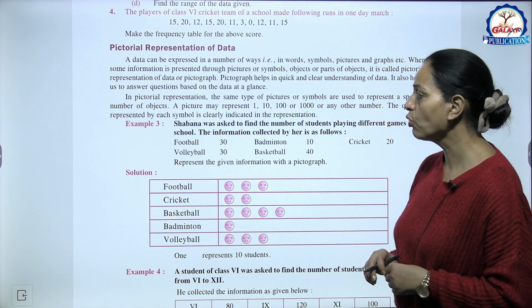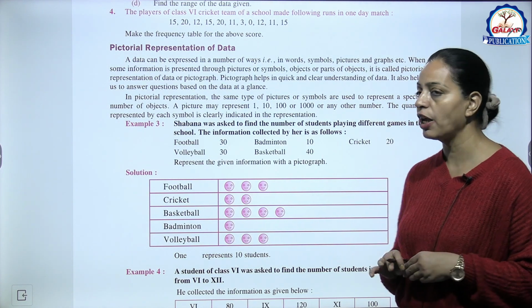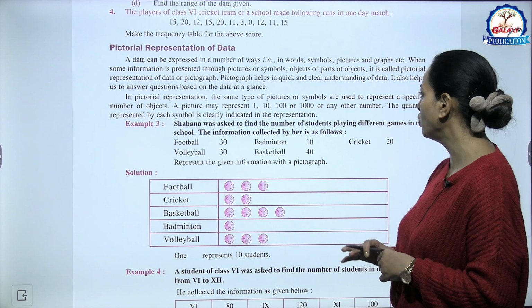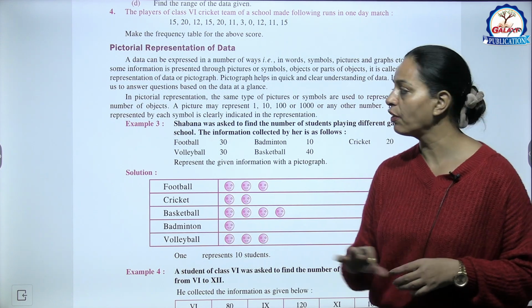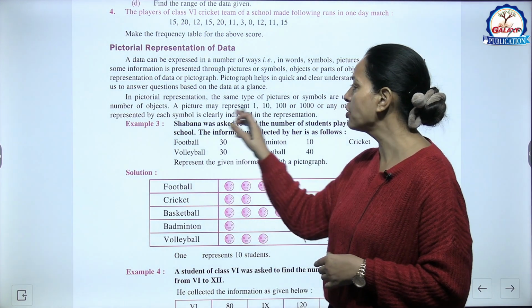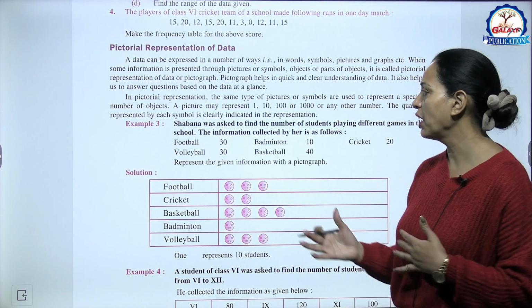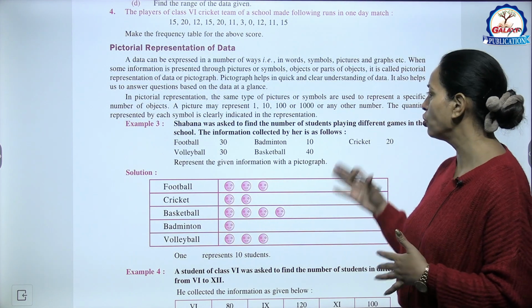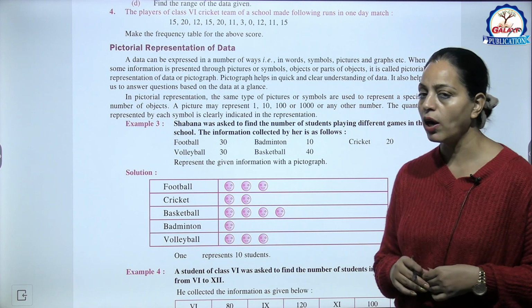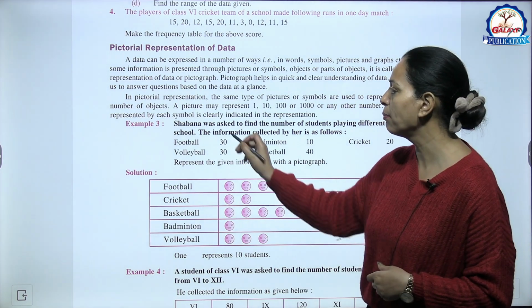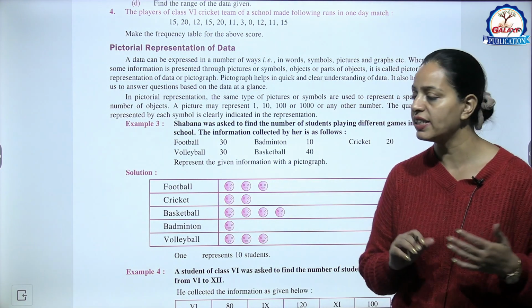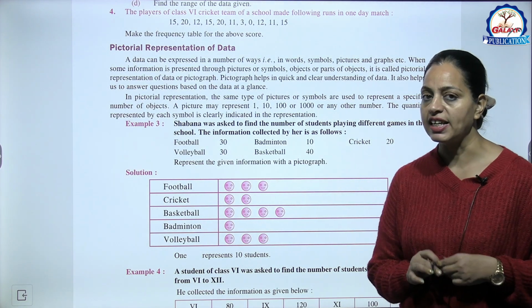Now, in pictorial representation, the same type of pictures or symbols are used to represent a specific number of objects. A picture may represent 1, 10, 100 or 1000 or any other number. The quantity represented by each symbol is clearly indicated in the representation.